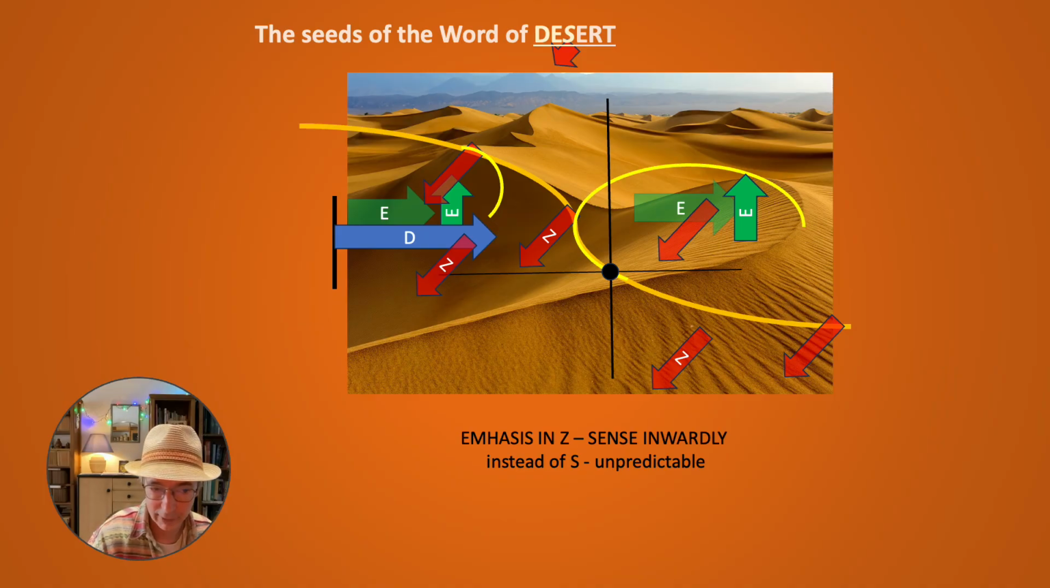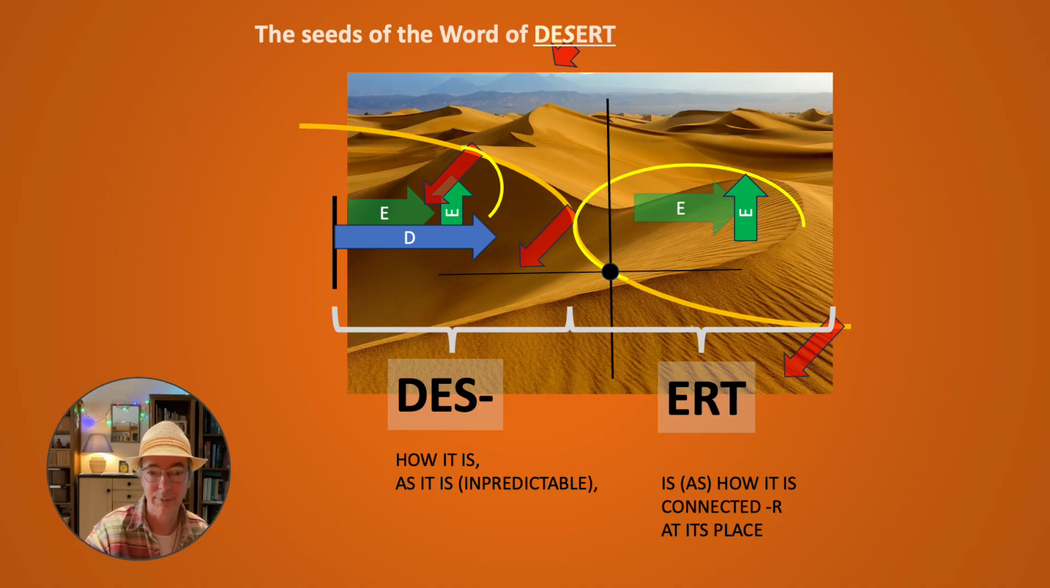So there's a certain emphasis. There are some certain variations in the word in desert or deserted. It's a slightly different pronunciation. In desert, you have the Z, that emphasis, which says, okay, we have to sense the inwardly moves, because it's about movements, and which is because of the S description in how it is written, of an unpredictable nature. It also has two parts. You have des and then earth.